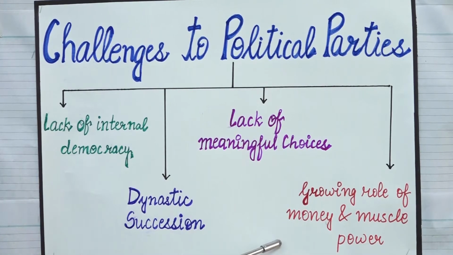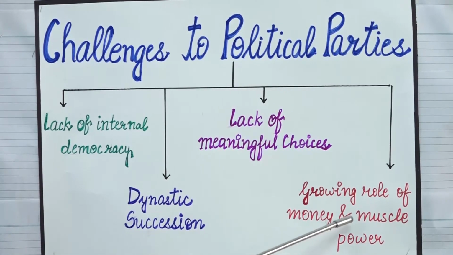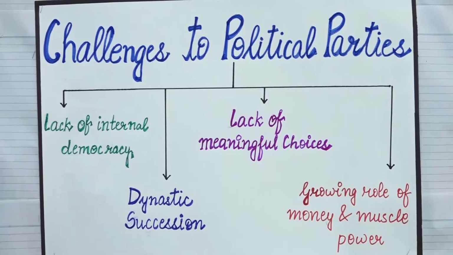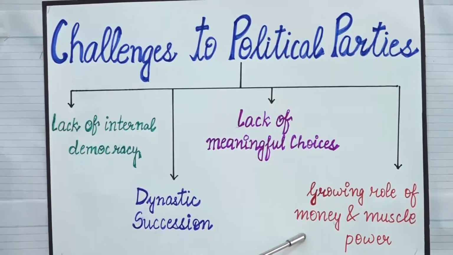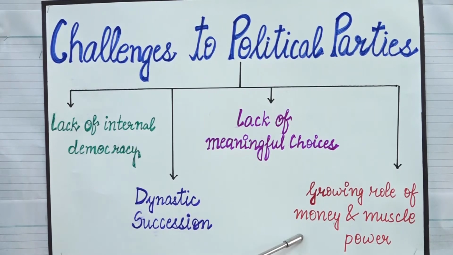The last but not the least is growing role of money and muscle power. As we have noticed, there are many incidents where we hear about that in so and so place election have been influenced by money and muscle power. The parties tend to nominate those candidates who have or can raise lots of money. In some cases, parties support criminals also.